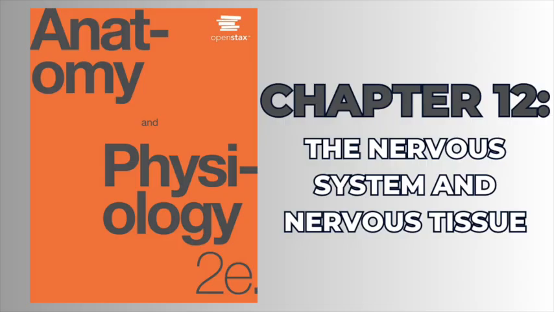Learning objectives. By the end of this section, you will be able to distinguish the major functions of the nervous system: sensation, integration, and response. List the sequence of events in a simple sensory receptor, motor response pathway.